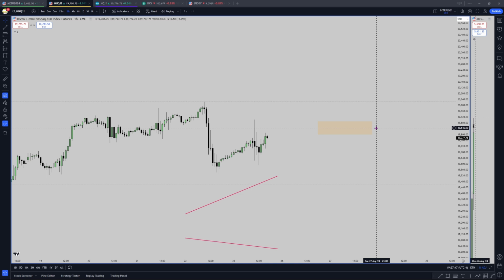So I also split the 1 hour candle. Those would be 15-minute cycles. So 9 o'clock, for example, 9 o'clock to 9:15, 9:15 to 9:30, 9:30 to 9:45, 9:45 to 10.